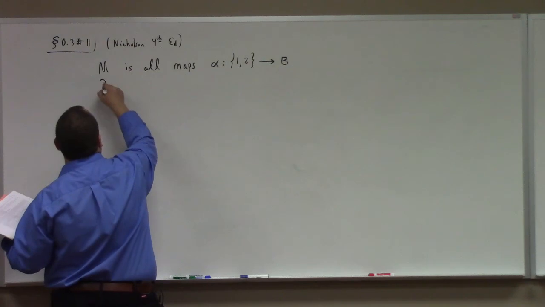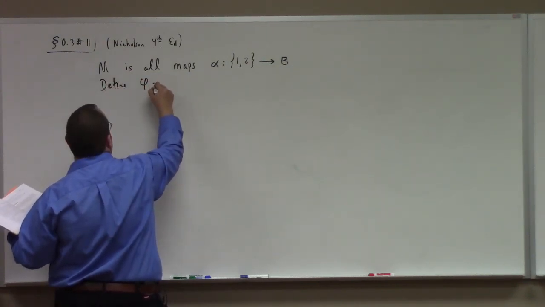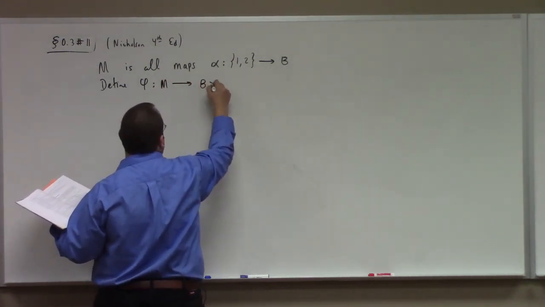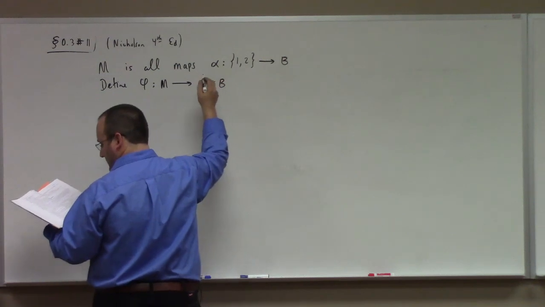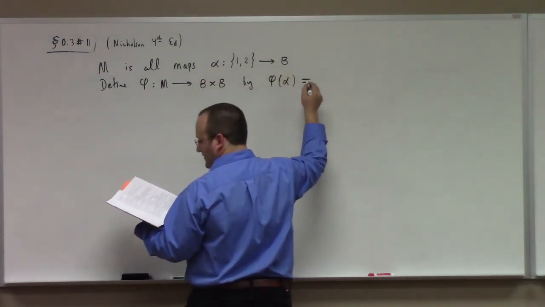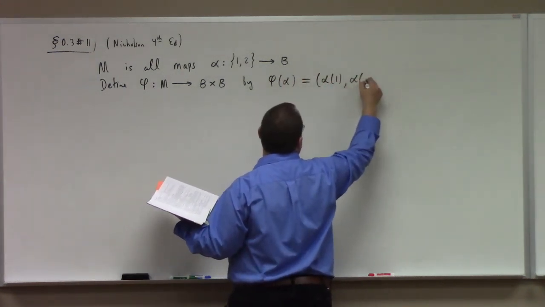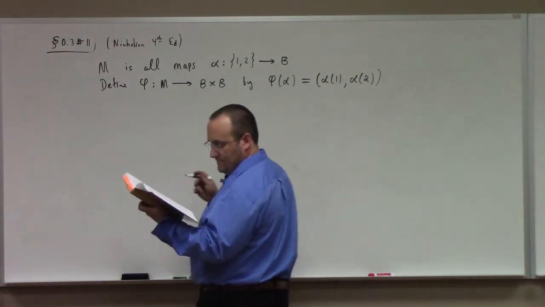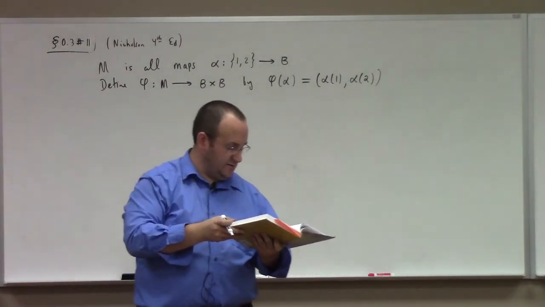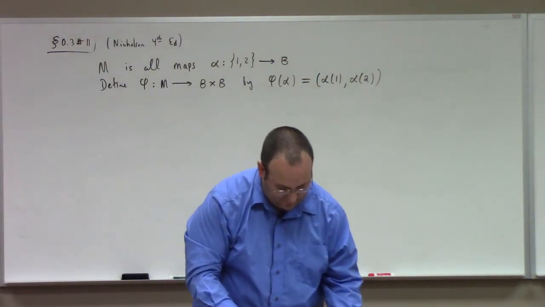He says define phi that goes from M to the Cartesian product of B and B by phi of alpha is equal to alpha of 1, alpha of 2. He says show that phi is a bijection and find the action of phi inverse.